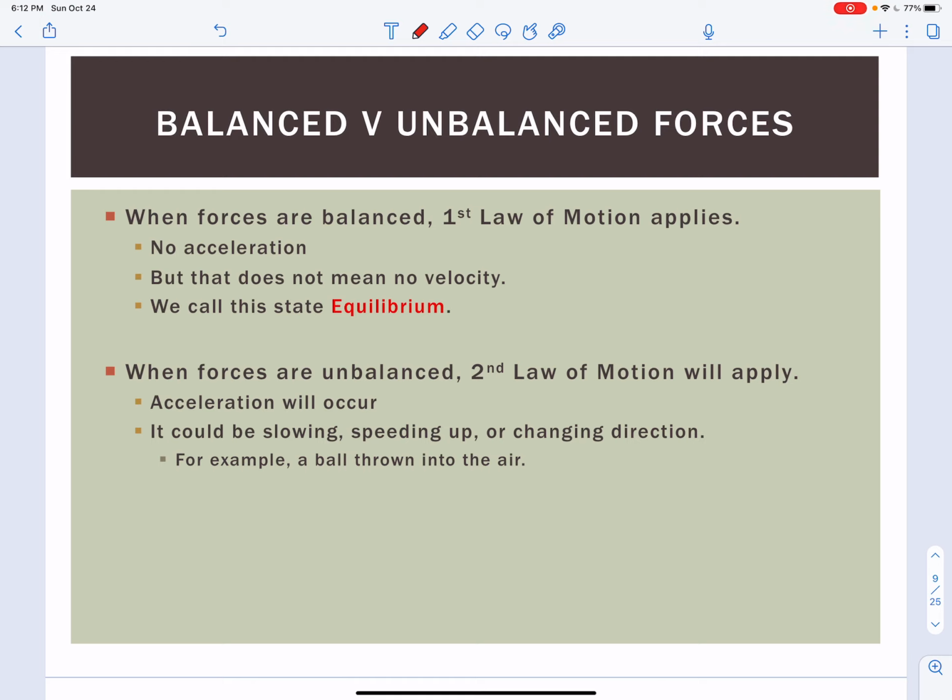And if you have a net force, then we're going to have to use what we call the second law of motion. Now, the second law of motion says acceleration is going to happen, and that acceleration is going to be dependent on 2 things. It's going to be dependent on the force applied, or the net force applied, I should say, and it will also be dependent on the mass of the object. Okay? All right.